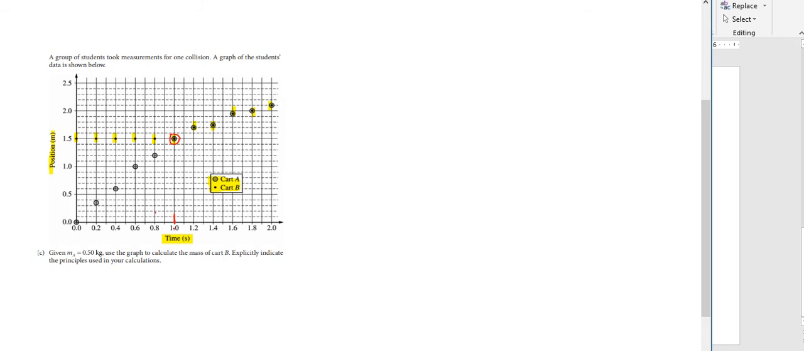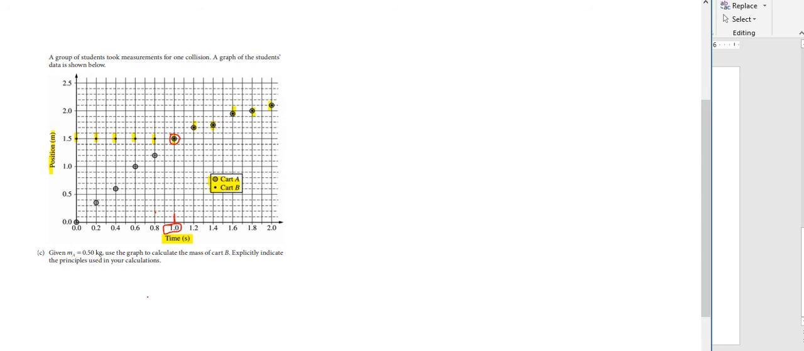Okay, so yeah, your collision occurred at 1 second, see, because this one isn't moving. All right, so they want to know, given that mass A is 0.5 kilograms, use the graph to calculate the mass of cart B. Explicitly indicate the principles used in your calculations.